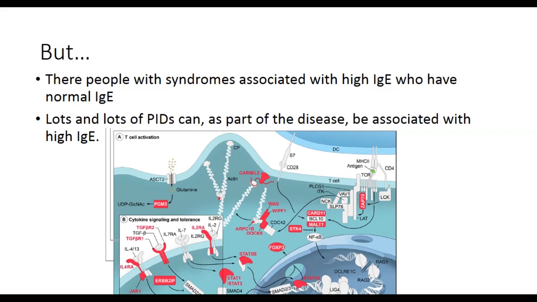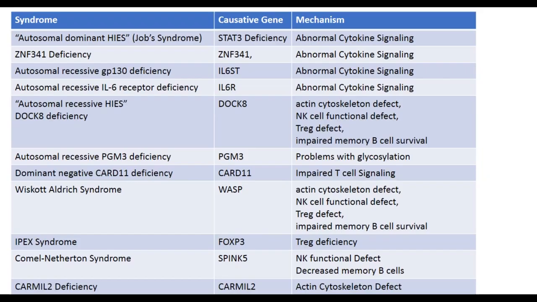And this is just an example of pathways in a T cell or a B cell that's in your blood, in your white blood cells. In red is all the mutations that you could have that cause people to have elevated IgE or allergic problems. And almost every one of those is something that also causes a more classical primary immune deficiency that may or may not be associated with high IgE. Okay, just to give you the idea.